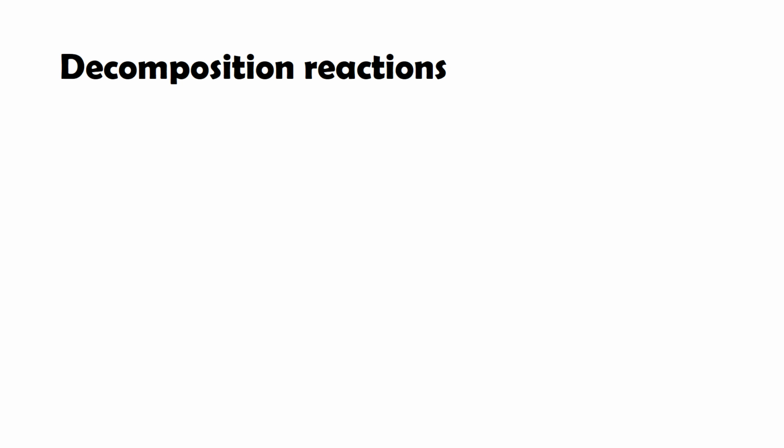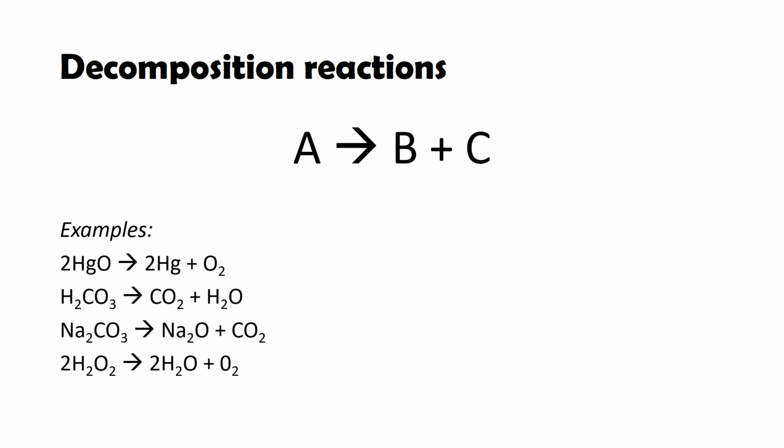In a decomposition reaction, one reactant breaks down into two or more products. Decomposition reactions are the exact opposite of combination reactions and can be represented by the pattern A produces B plus C, where A is the single reactant and B and C are the two new products formed. If we look at the first example of these decomposition reactions, HgO could be represented by A, Hg represented by B, and O2 represented by C.